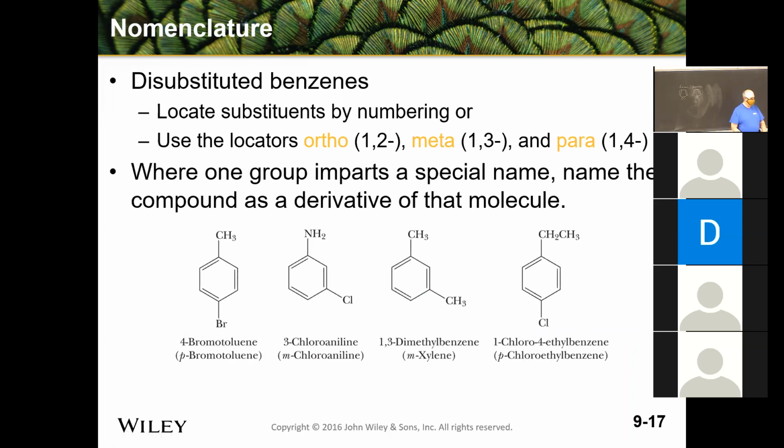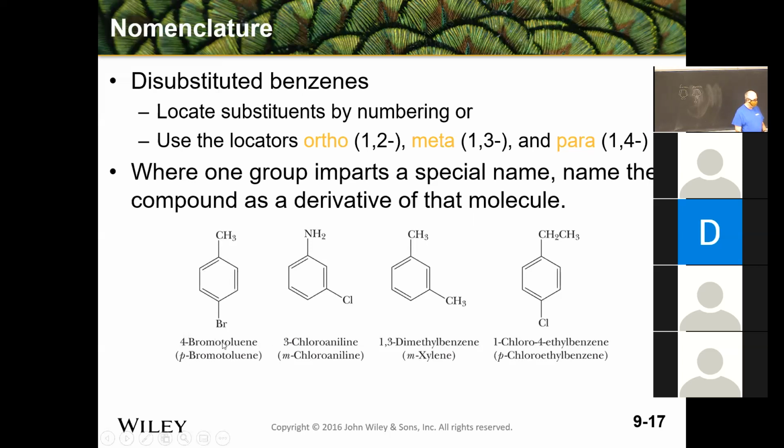Okay, when we have di-substituted benzenes, we can locate substituents by numbering or using other locators. Typically, the more recent nomenclature simply uses position numbers, but if you go to the older literature, and oftentimes commercially still in the United States, ortho, meta, and para are still used.